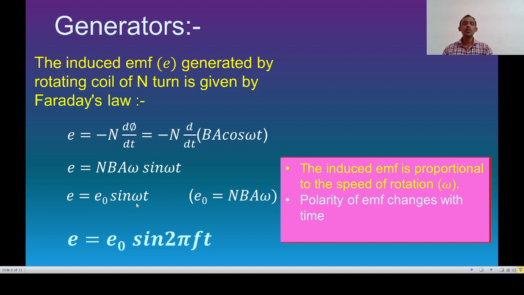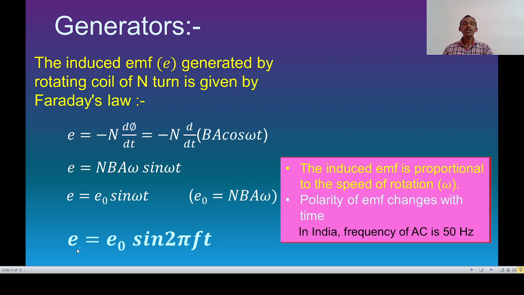If we replace the f by 1 upon T, then also we can write here E is equal to E0 sine of 2 pi t divided by T. That is the time period of that rotation of the armature winding. Now, since E is equal to E0 sine of 2 pi f t, the polarity of the EMF changes with respect to time.